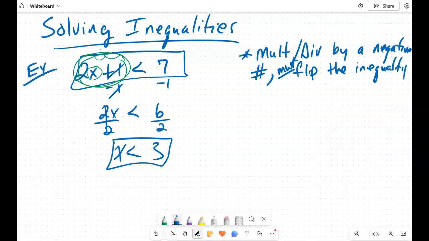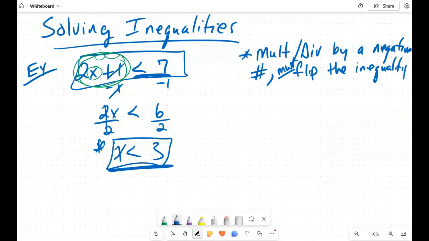Now we just to kind of get an idea of what's going on here, and to test it out, we could figure out a number that is less than 3 and then plug it in and see that it is in fact true. So the easiest number less than 3 would be 0. If we put in 0 for x, then it would be 2 times 0 plus 1. Well, 2 times 0 is 0, 0 plus 1 is 1, and 1 is in fact less than 7. So you can see it does work. So this is one way of writing the solution. X is less than 3 for this problem.